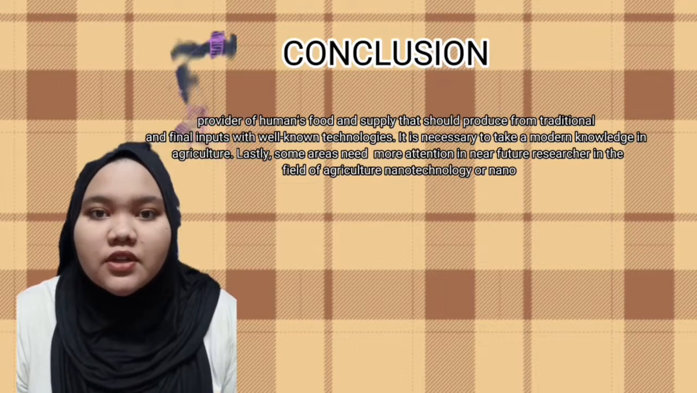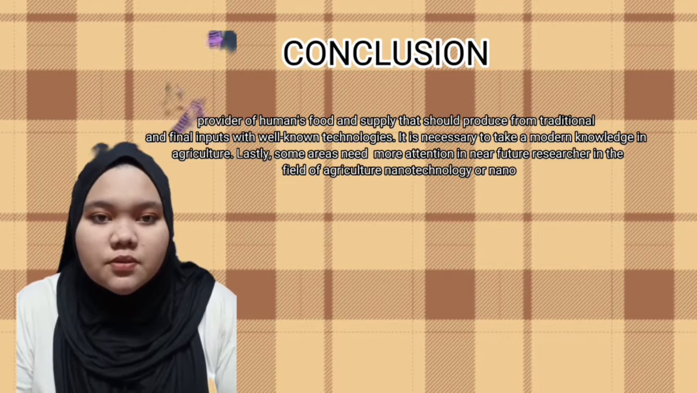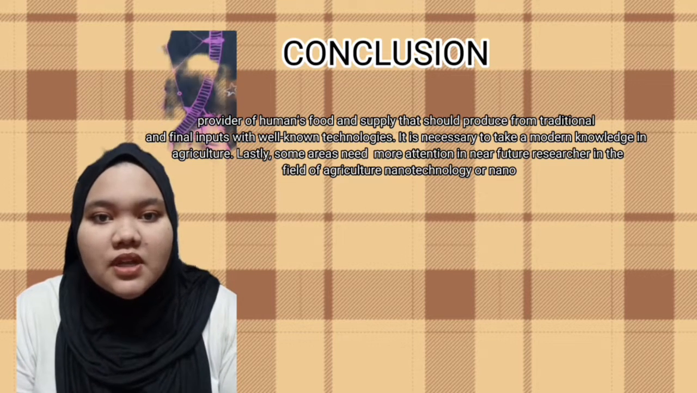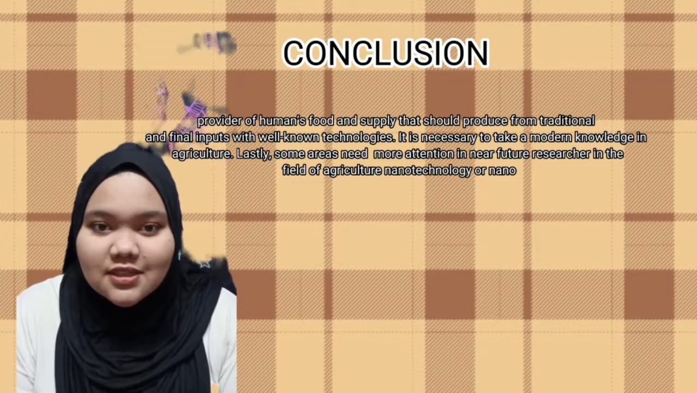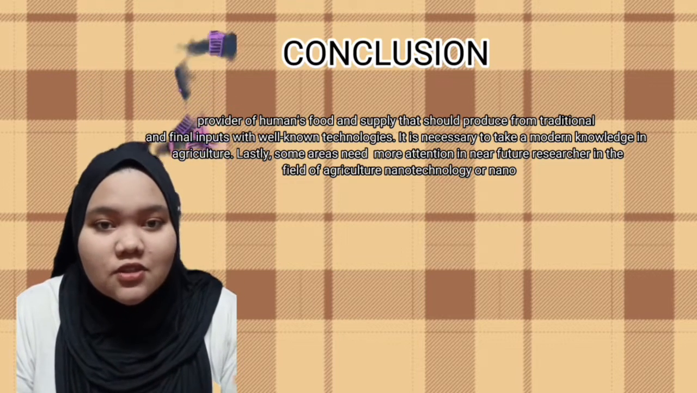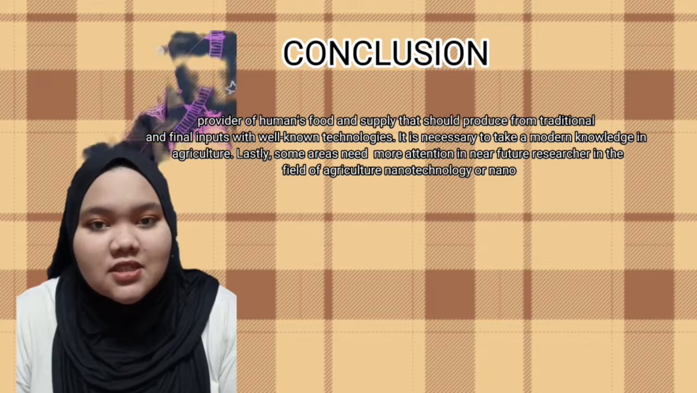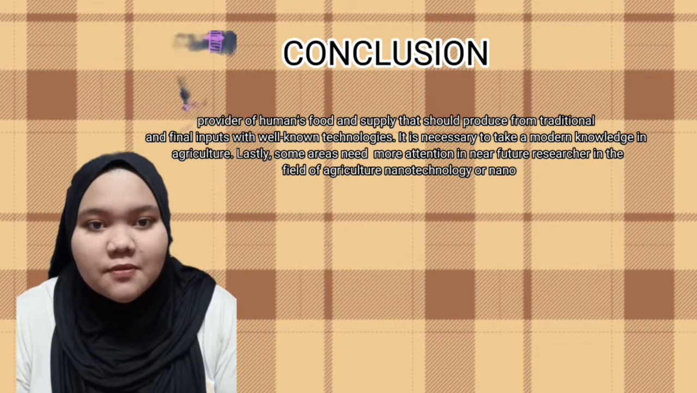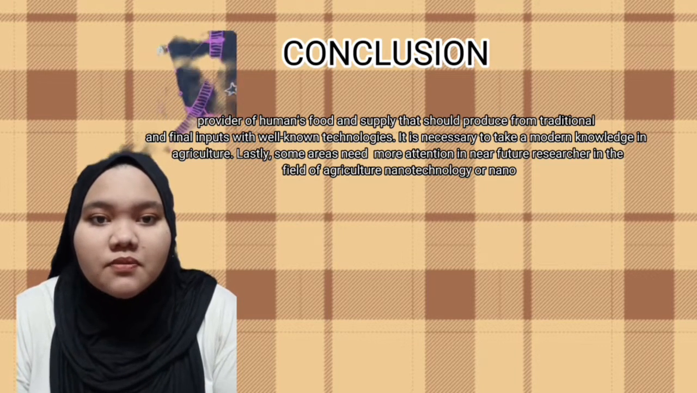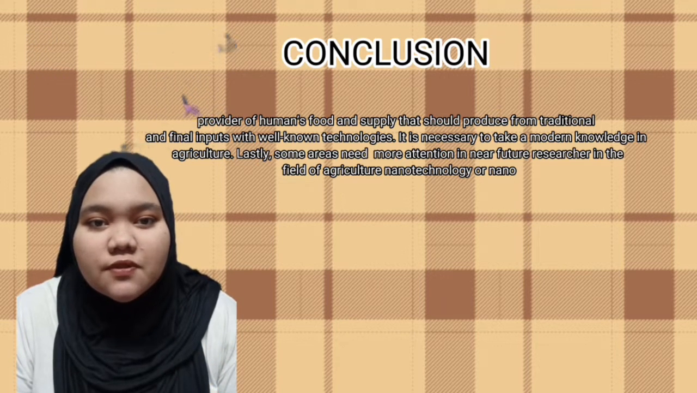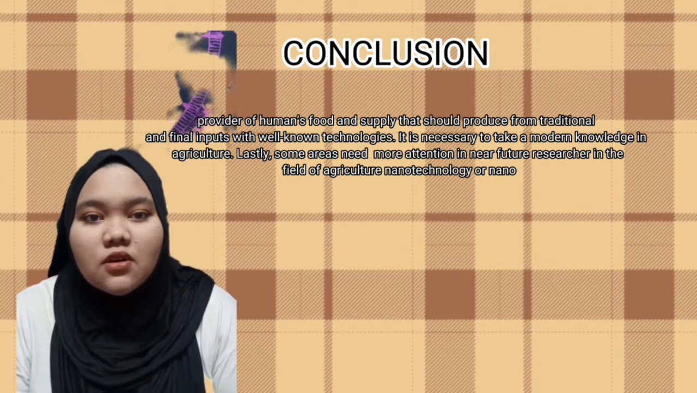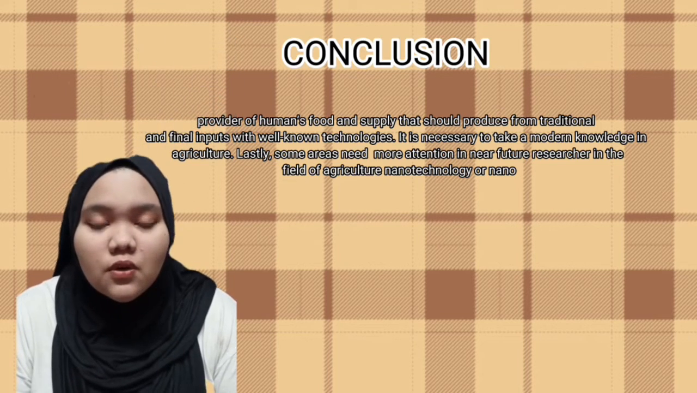Agriculture is the only provider of human food and supply, which should be produced from traditional and final input with well-known technologies. It is necessary to take modern knowledge into agriculture. Therefore, the new and future technology is nanotechnology, which possesses very unique properties in the food supply chain and also around the world agriculture sector. Lastly, some areas need more attention in the near future: researchers in the fields of agriculture, nanotechnology, or nanofood.